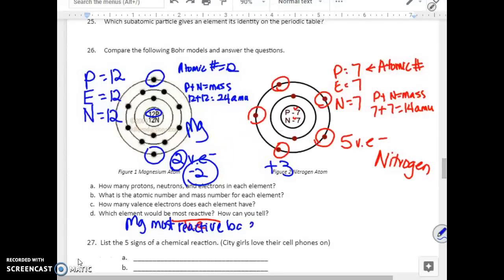because it's easier to give away 2 valence electrons than get 3 more.